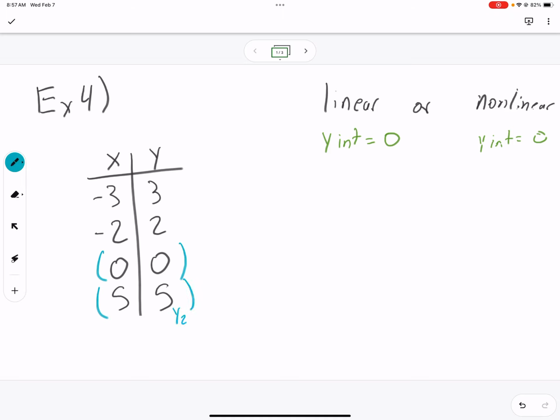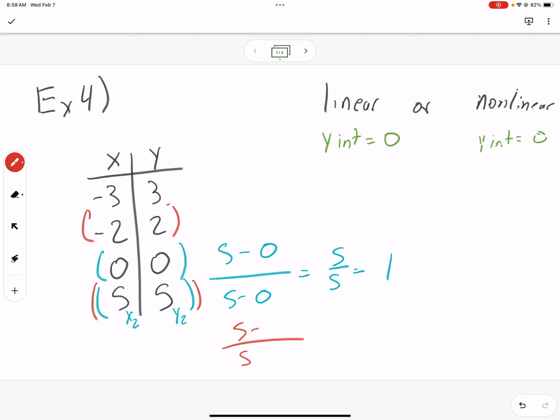Okay, so this will be y2 and this will be y1. 5 minus 0 over 5 minus 0, which is just 1. So 5 over 5, which equals 1. All right, use another point now. Negative 2, 2 and 5, 5 again. So it's going to be 5 minus 2 over 5 minus negative 2. It's minus a negative 2, right? So you're technically adding. 3 over 7.